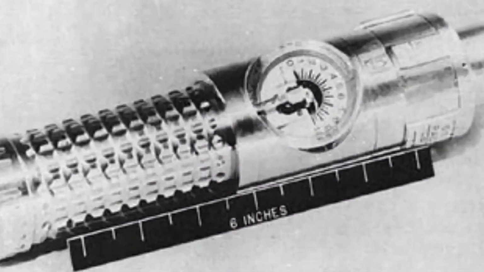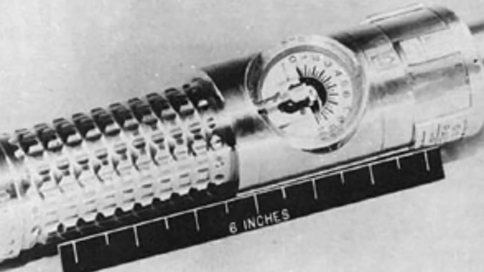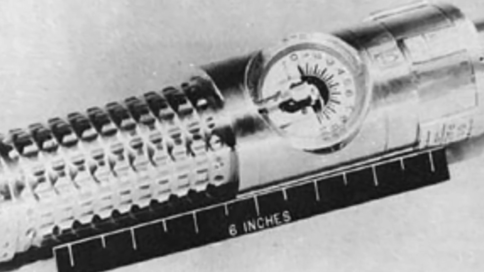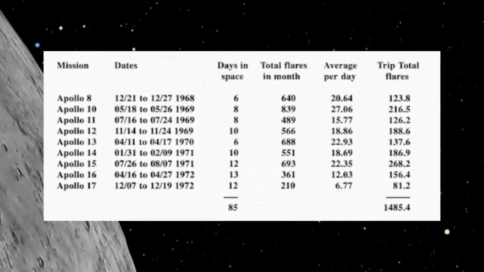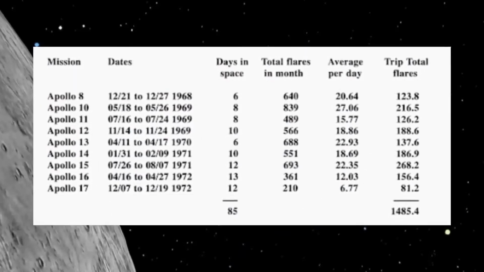Dose rate. A dosimeter is used to measure the dose rate, usually in millisieverts per hour. The Apollo astronauts were supposed to have carried a dosimeter on board. Although average dose rates for the Apollo astronauts have been released, individual dose rates remain classified.